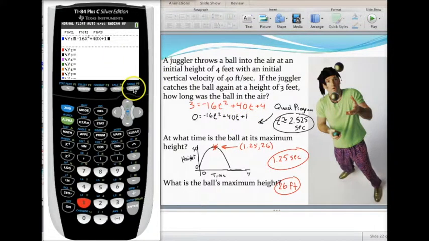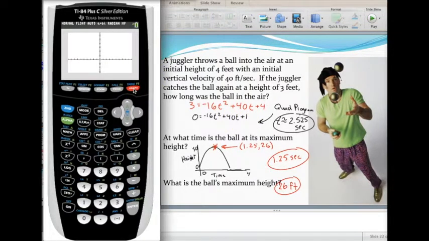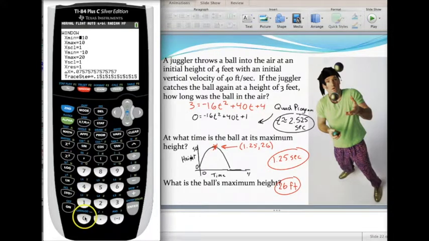If you hit graph, we probably won't see a very good graph depending on what your window is. So let's adjust our window to something that makes a little bit more sense. In this case, x is time, so we can't have negative time, so I'll start from 0. And we already know the maximum time the ball's in the air. It hits the ground at 2.5 seconds, so I don't need a very high maximum value. I'm just going to go to 3 seconds because I know the ball will already have landed by that point.